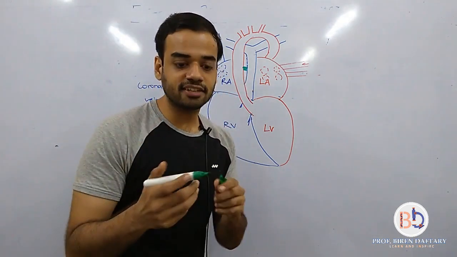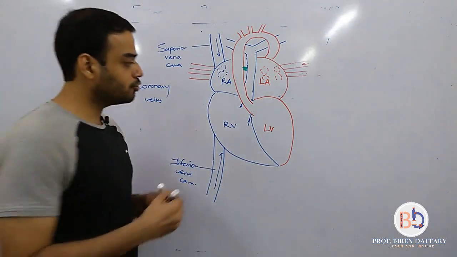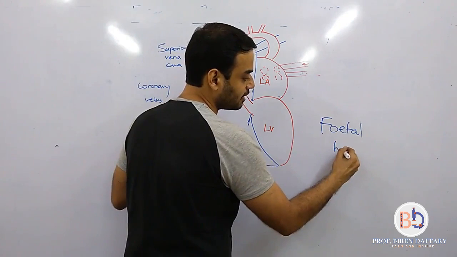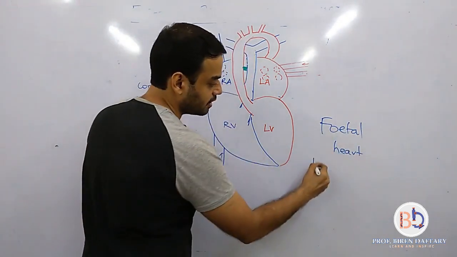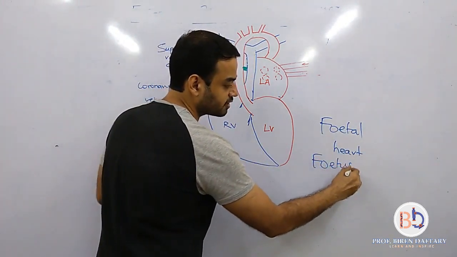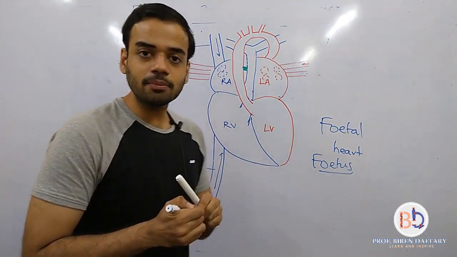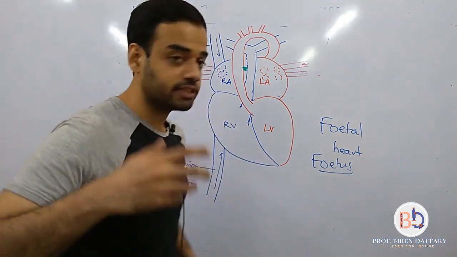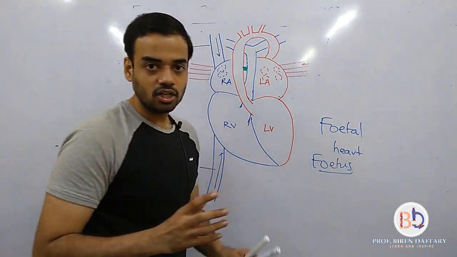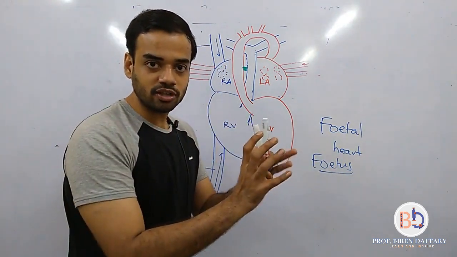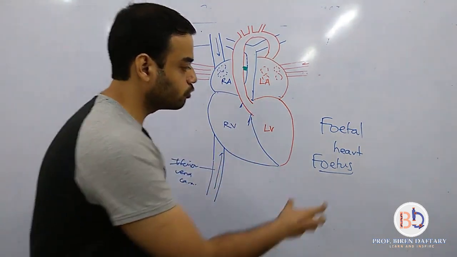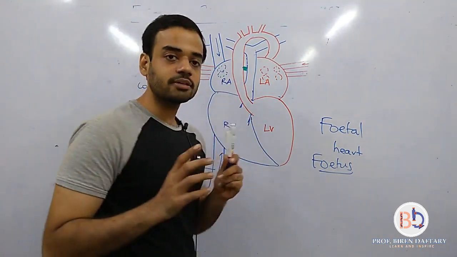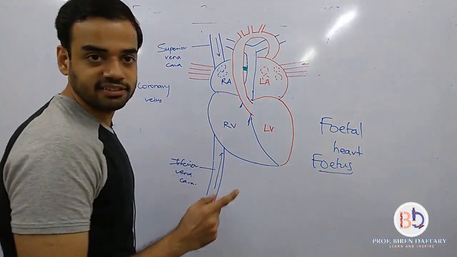In the fetus heart, okay, what do you mean by fetal heart? Fetal means of the fetus, okay, the word comes from fetus. What is a fetus? Fetus is the baby which is growing inside the uterus. The baby inside the mother's uterus which is growing is called a fetus. Okay, it is present in the uterus. You know that. Now the heart of that fetus, its circulatory system is a little different.